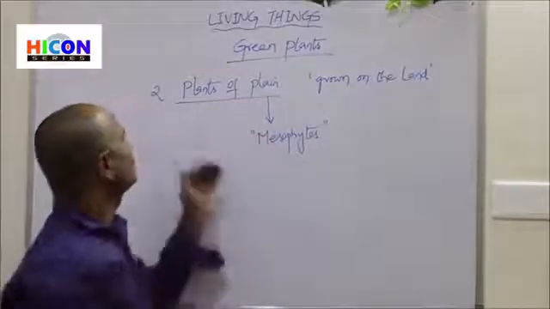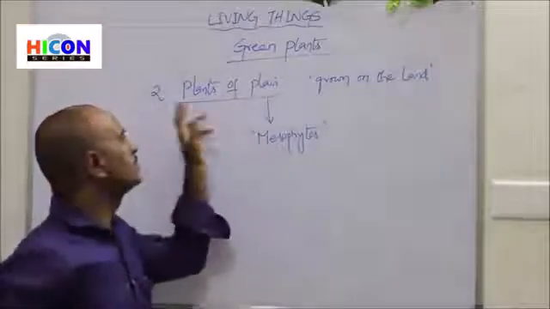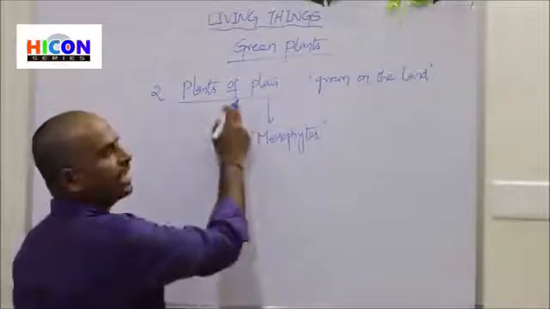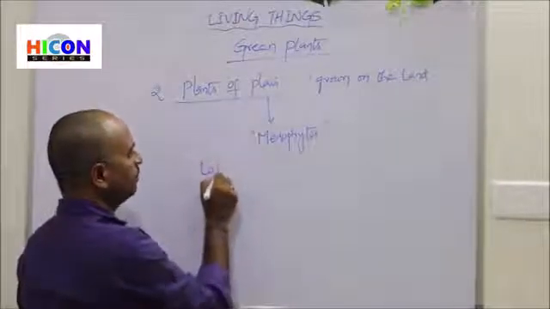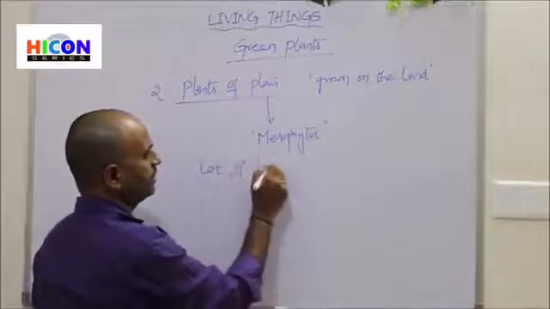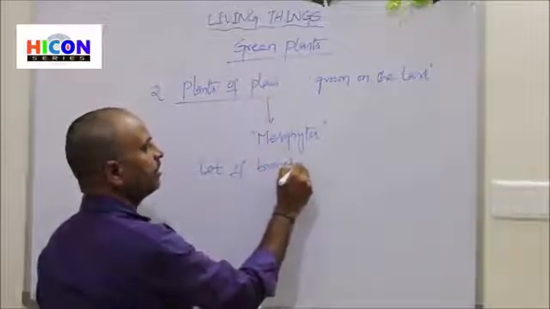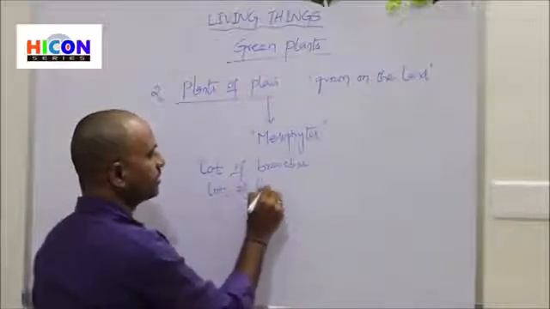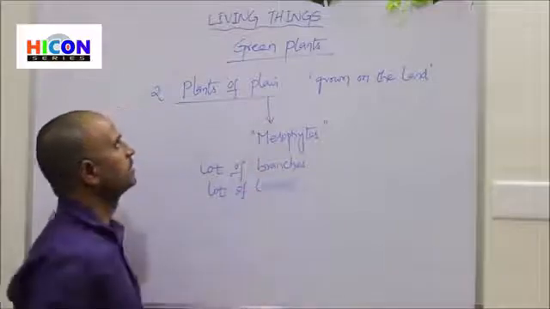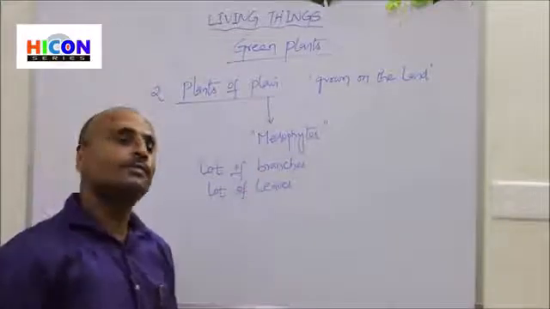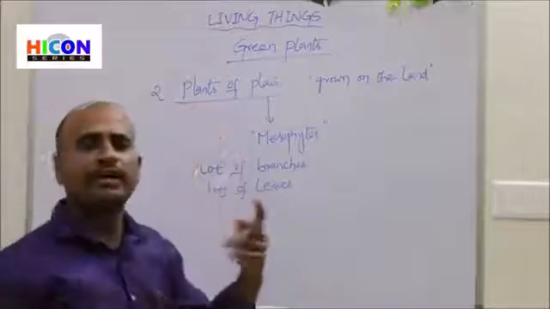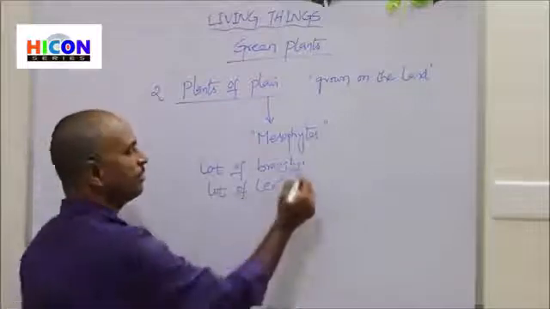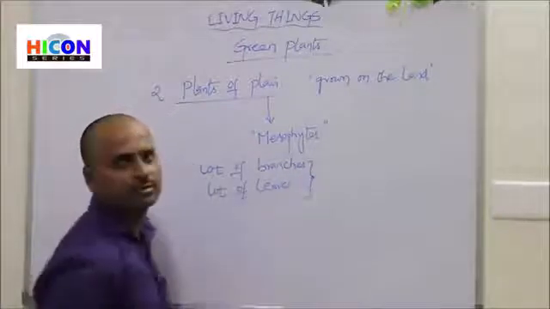And there are many types of plants. These plants have many kinds of plants, and especially a lot of branches. These plants have a lot of branches, and they have a lot of leaves also. The plants of plains are of different kinds in our surroundings. Especially this type of plants have a lot of branches and a lot of leaves.